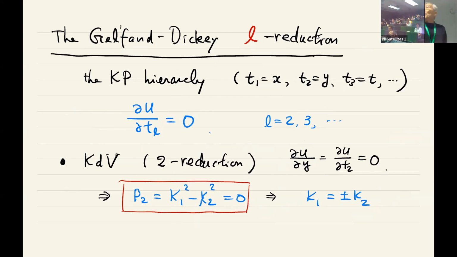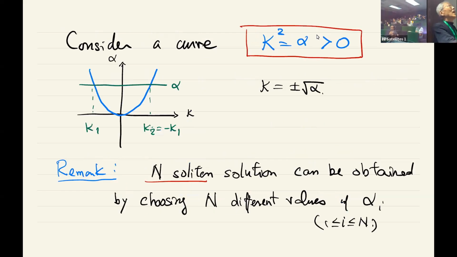The first example is KdV, the 2 reduction. That means du/dy or du/dt equals 0, so kappa 1 squared minus kappa 2 squared equals 0. Then kappa 1 is plus or minus kappa 2, and kappa 1 equal to kappa 2 is of course just trivial, so you take kappa 1 equal to minus kappa 2, which is a reflection. So you do have a curve, which I call the spectral curve, and this is the most important thing here. The 2 reduction is associated with this curve, which is just a parabola.